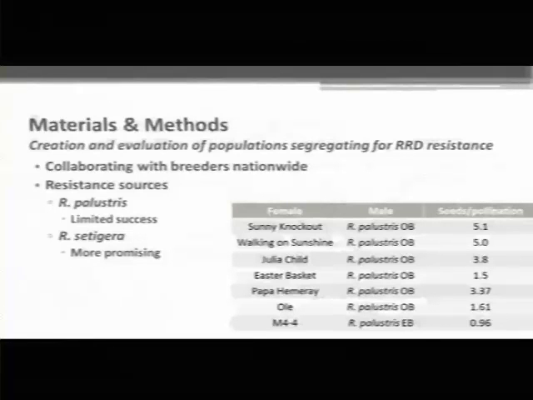The best crosses resulted in 5 seeds per pollination at the most. A single pollination in rose can result in 5 to 25 seeds per pollination. So that in itself is not that great, but we could make it work. However, on average, a cross with Rosa palustris produced less than 1 seed per pollination. So that's not very promising.